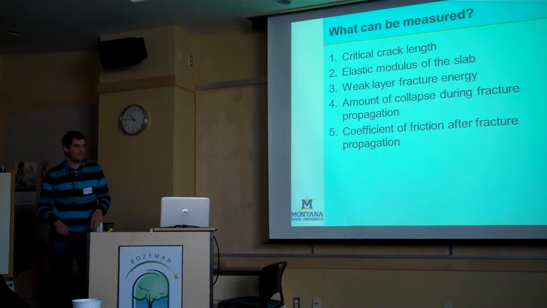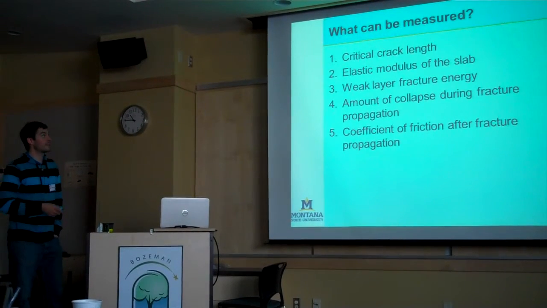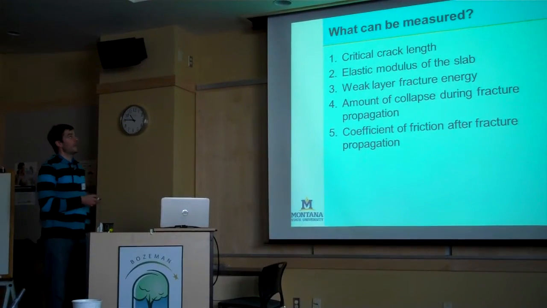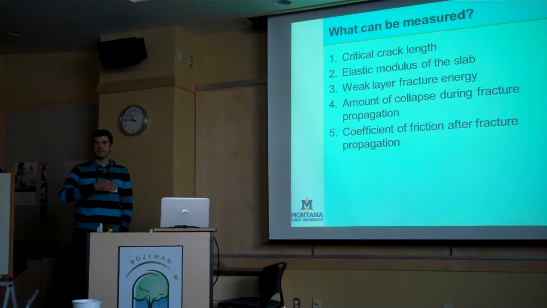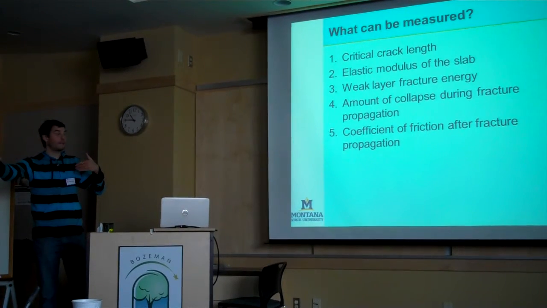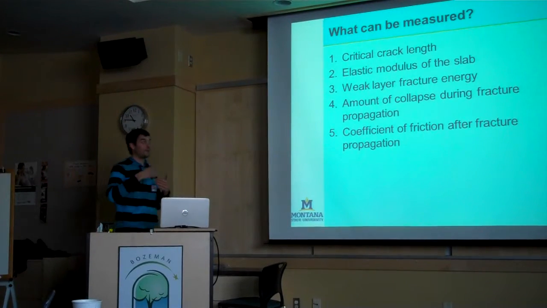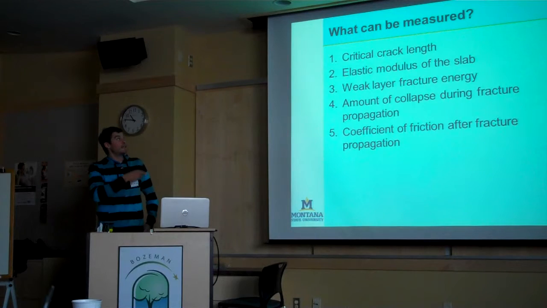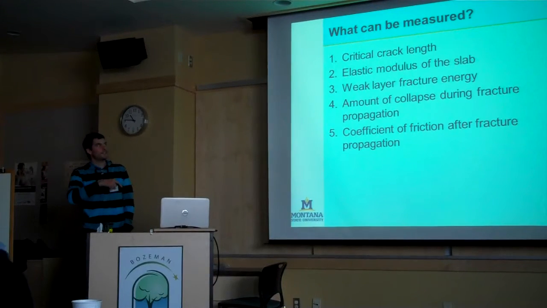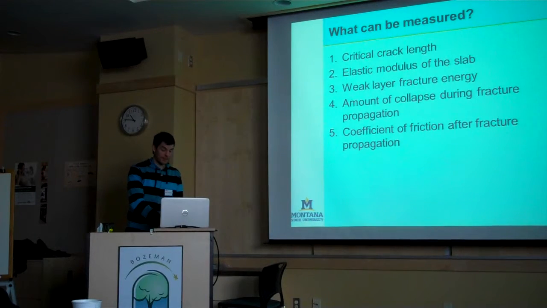So here are the things you can measure with the test. Obviously the critical crack length, you don't need that whole video stuff for that. It's just how far did I saw until it actually propagated. And this critical crack length doesn't depend on whether the fracture goes through the entire beam or not. Even if it propagates a bit and then stops, it's still a critical crack length. It's independent of whether or not it propagates. Then the elastic modulus, I'll talk about all these in a little more detail. The fracture energy, the amount of collapse if it does propagate, and then if your slope is steep enough, you can also measure the coefficient of friction.